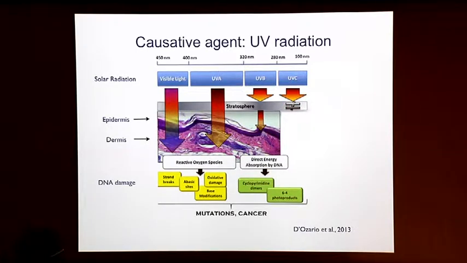UVC radiation actually does not get to us. It's absorbed by the atmosphere, primarily by the ozone layer, which absorbs or scatters. The atmosphere can scatter UVC radiation.